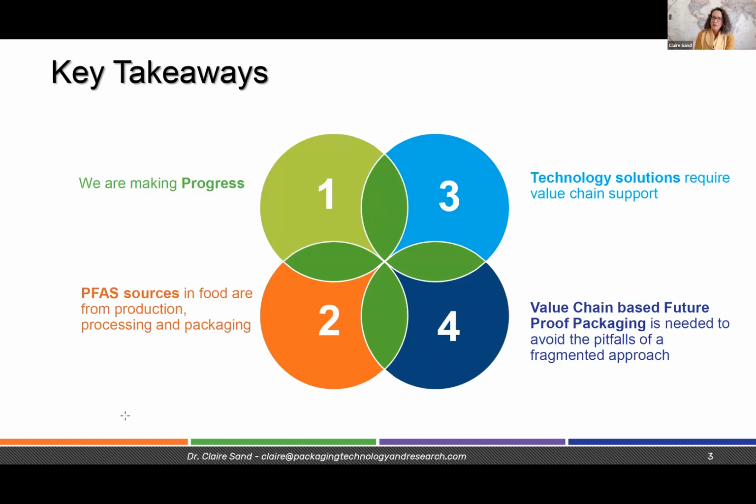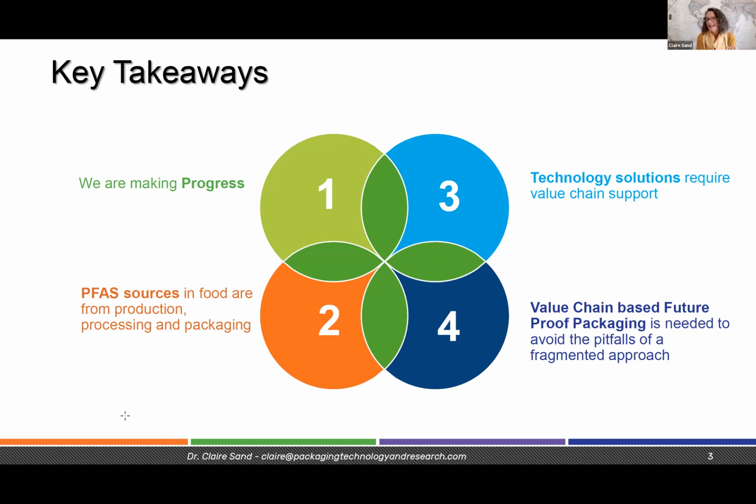These are the key takeaways from what I'm sharing today. Yes, we are making progress. We're working really hard in industry. I always think we can work harder because I'm an optimist and pragmatic, but we really are making progress, and I think we should celebrate those successes. I'm going to be talking about the sources that we have of PFAS, which we'll go into in detail, and then some technology solutions.